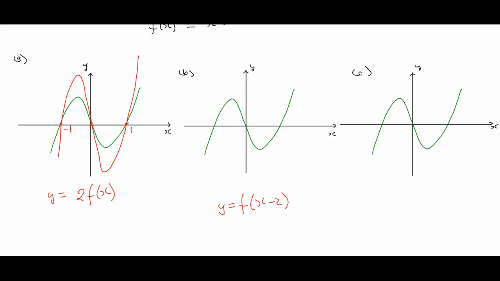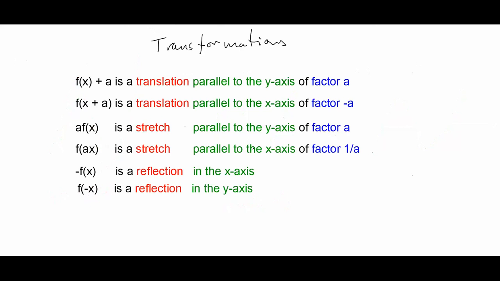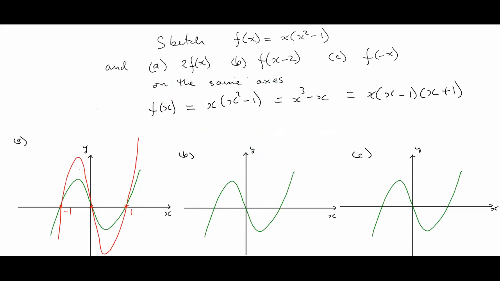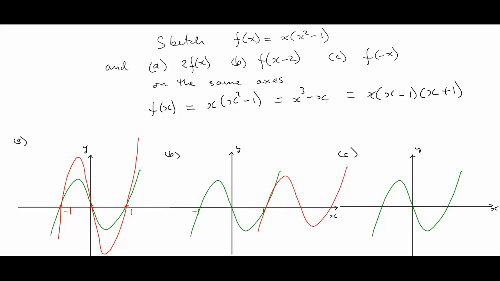The second function we want to sketch is y equals f of x minus 2. If we go and look at our list of transformations again, f of x plus a is a translation parallel to the x-axis of factor minus a. So f of x minus 2 will be a translation parallel to the x-axis of factor plus 2. And so these points minus 1, 0 and 1 will all be translated by 2. And the curve is translated along by a factor 2.